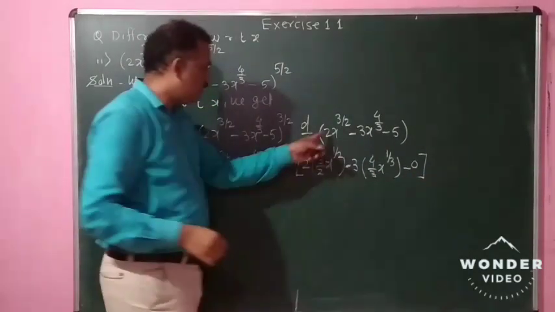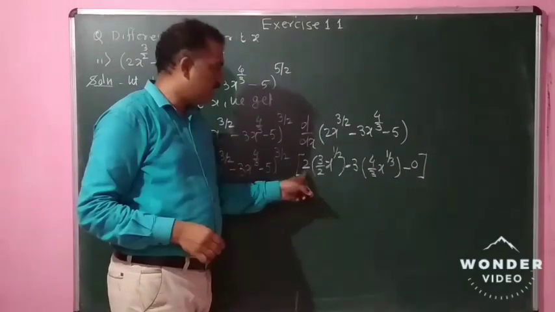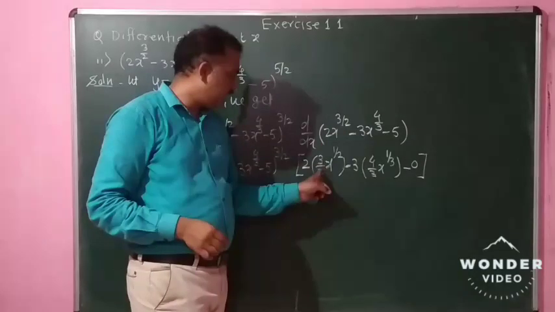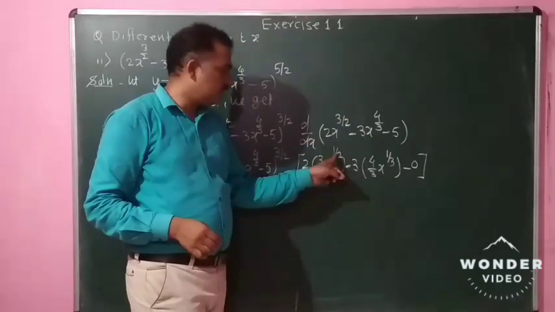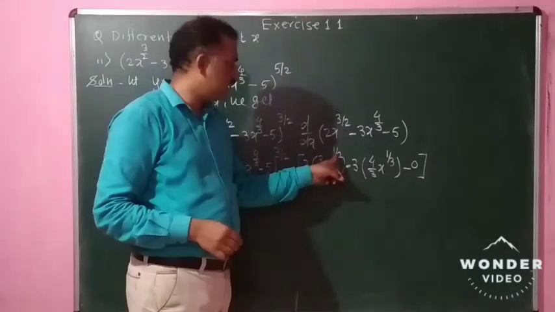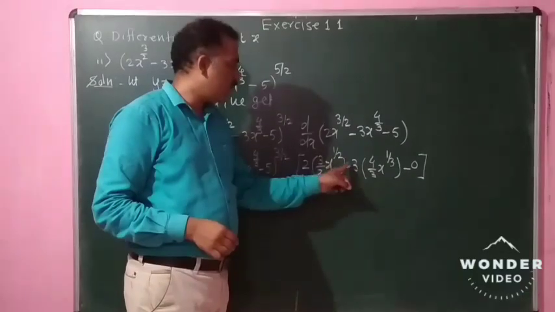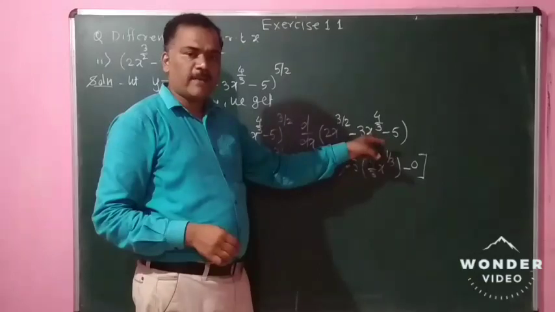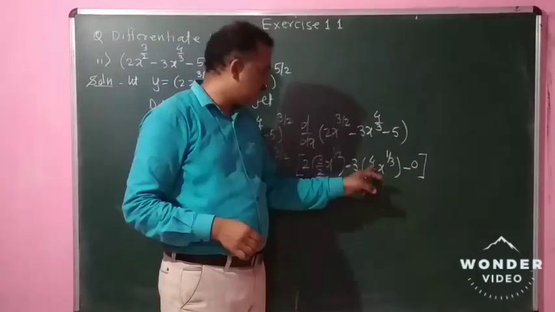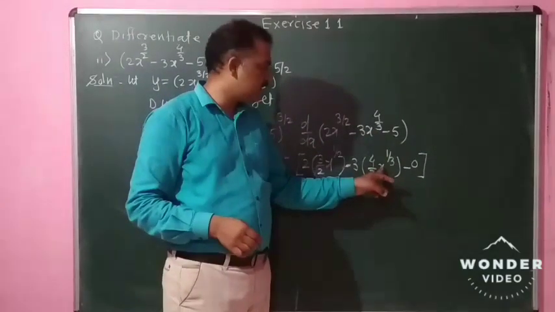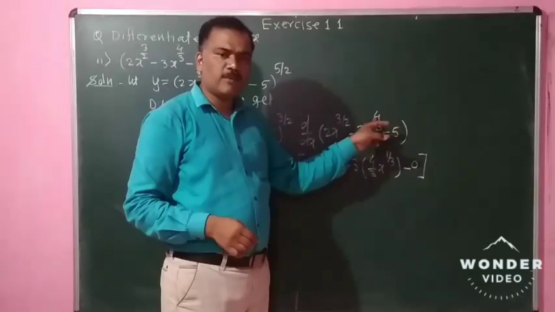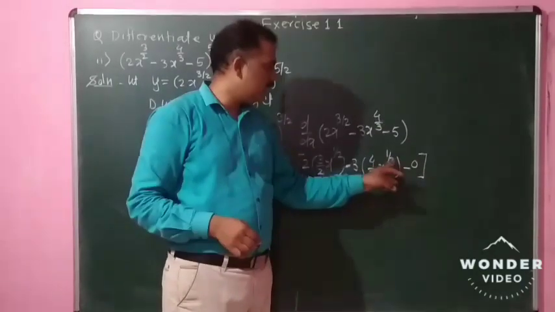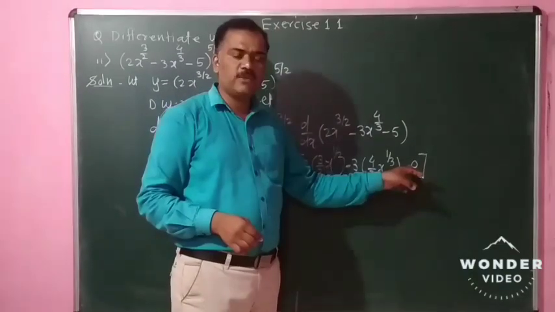See here, 2 is a constant, we take it outside. For x^(3/2), 3/2 is the power, we take it as it is, and subtract 1 from the power: 3/2 minus 1 gives x raised to 1/2. Minus 3, a constant, taken outside. For x^(4/3), its derivative is the power 4/3 as it is into x raised to 4/3 minus 1, which is 1/3. Minus 5 is a constant, its derivative is 0.